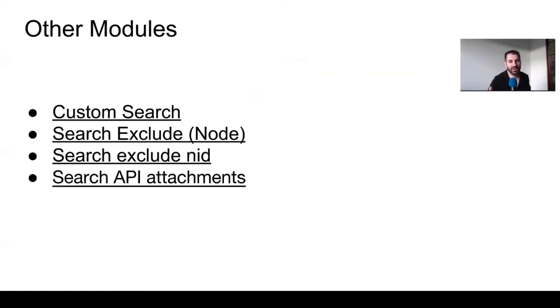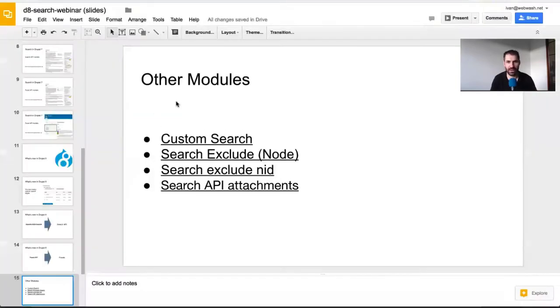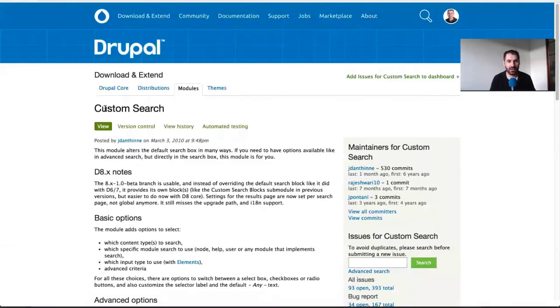And just before we jump into the demos, I wanted to quickly mention a few other modules. These modules just extend the functionality of the core search module and also Search API. So the first one is Custom Search, and this lets you alter the search box. Because believe it or not, I've spent a fair bit of time just modifying the search box on the left-hand side.